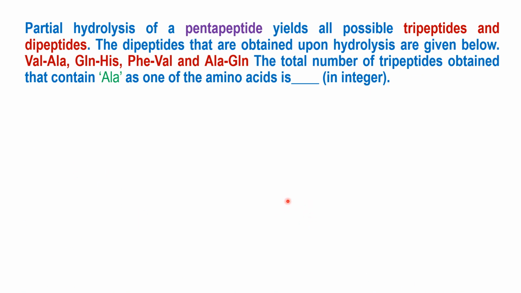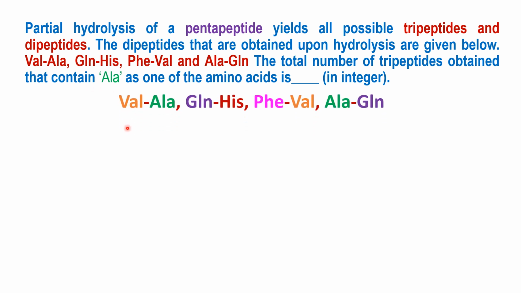So in this particular question, as I told you, we have 4 fragments of dipeptides that are given. In these 4 fragments of dipeptide, we have valine, alanine, glutamine, histidine, phenylalanine, valine, alanine, glutamine. I have used the same color for the amino acids when they are repeated, so that we know how we can go about doing a permutation and combination. So let me begin with valine and alanine, which is the proposed sequence at this end.